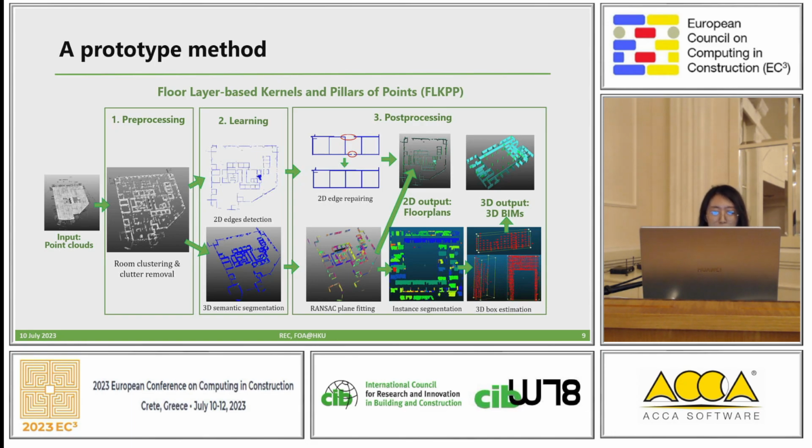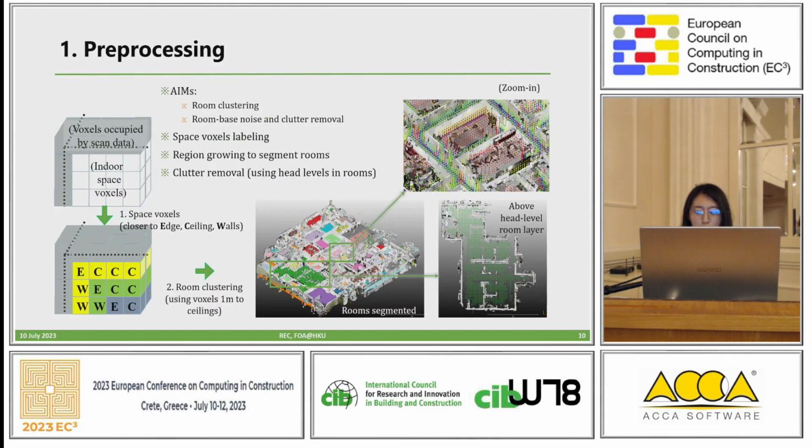So if we look at this overview chart, with a given input point cloud, we do the pre-processing to cluster rooms and then remove the clutter in the rooms. Then we feed this clean data into the learning procedure in two separate tracks, for the 2D and the 3D. After that, we do some post-processing to fix the topological issues and do the parametric reconstruction from the raw semantic segmentation result. So let's see in more detail.